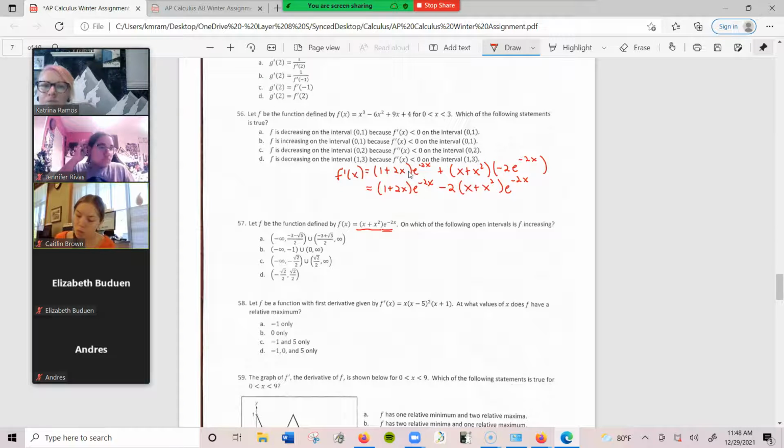Okay. To find your critical numbers for this, that's when this is going to equal 0. The critical numbers are a little bit tricky to find. So what I did is that since both terms have e to the negative 2x, I factored it out so I don't have to think about it too much. I factored out the e to the negative 2x, which leaves me with the 1 plus 2x here, and then minus 2 times x plus x squared. So this was left over, and then this was left over once I took out the e to the negative 2x.